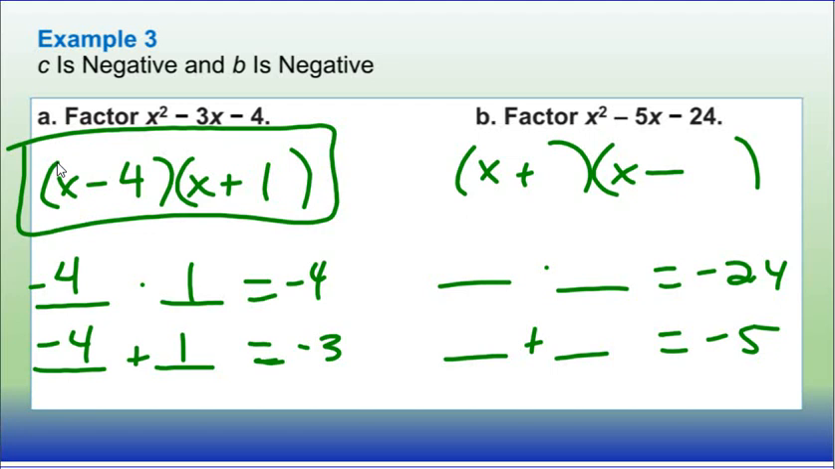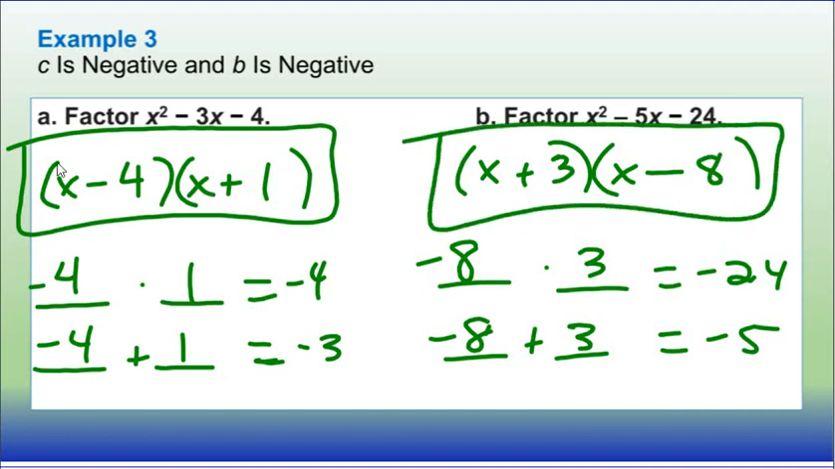So that doesn't work. And if you had 6 minus 4, that gives you 2. And 4 minus 6 gives you a negative 2. There can't be 6 and 4. I could do 8 and 3. 8 times 3 is 24. To make this negative, I could do negative 8 times 3 is negative 24. And negative 8 plus 3 is negative 5. So I would have a 3 here and a negative 8 there. So my binomials are x plus 3 times x minus 8.